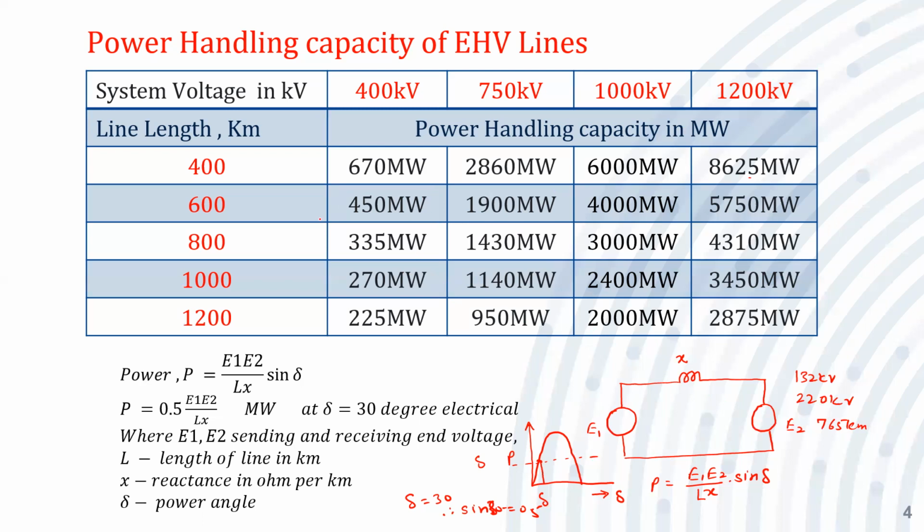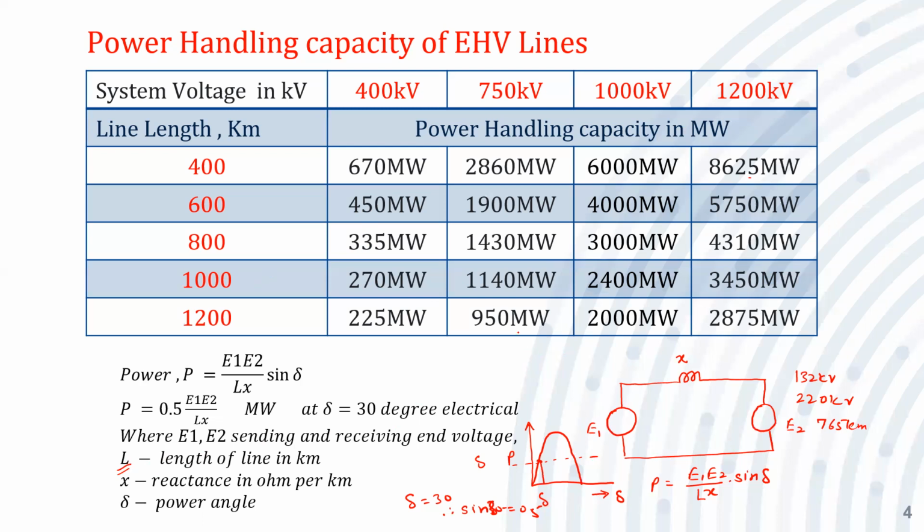Whereas, what is the limitation of the EHV transmission line? At the same system voltage, 400 kV, if the length of the transmission line increases, say from 400 to 600, the power handling capacity decreases from 450 to 335. For 1000 kilometer, it is 270 megawatt. It means that the length plays a very important role in the power handling of the transmission line, and hence the stability and transient stability and so on.